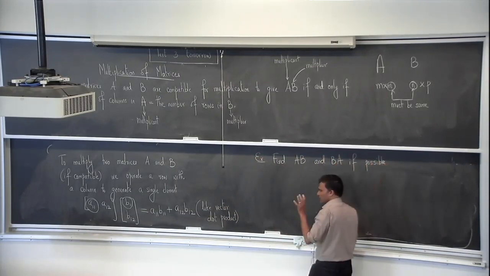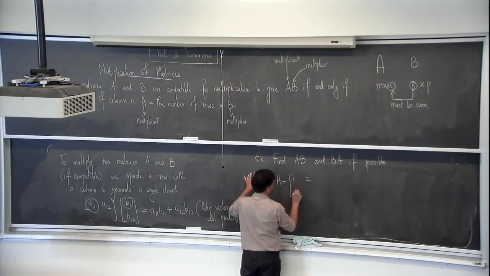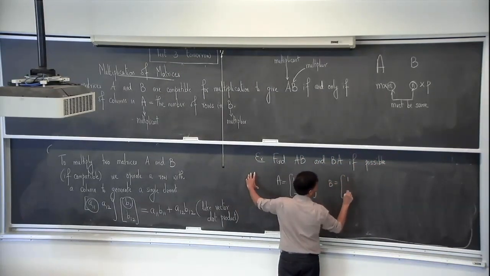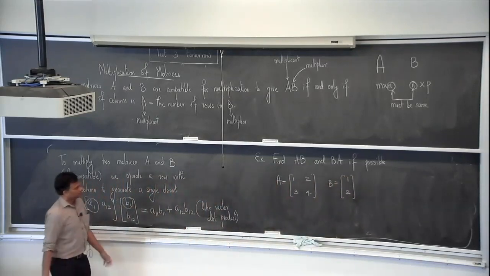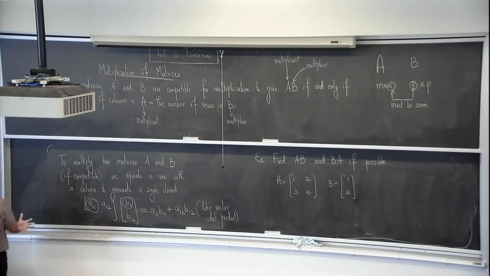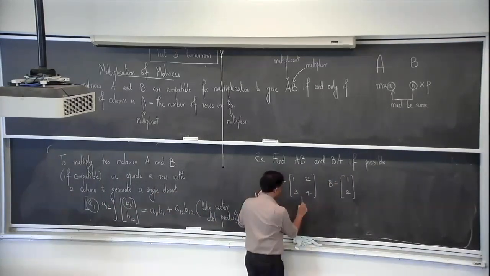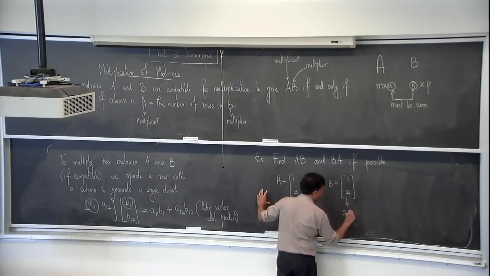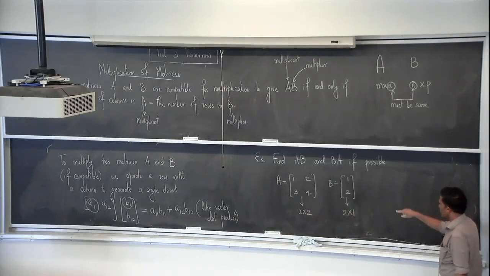Okay, so let's start with very simple cases. A equal to 1, 2, 3, 4. It's a 2 by 2 matrix, and B equal to 1, 2. Probably the most basic case. You have a 2 by 2 matrix acting on a 2 by 1 matrix or a vector. So the dimension of this is 2 by 2, and the dimension of this is 2 by 1. 2 rows, 1 column. Okay.